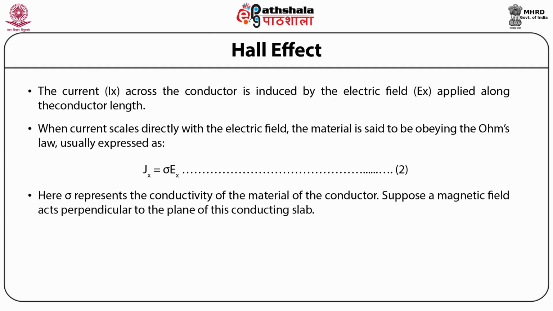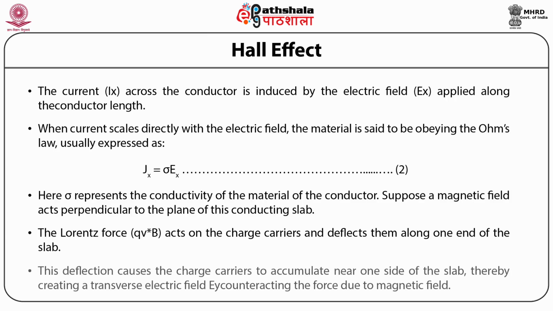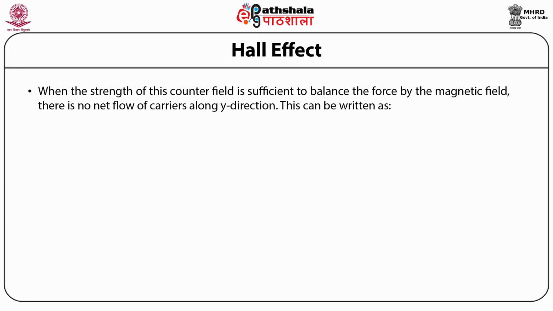Suppose a magnetic field acts perpendicular to the plane of this conducting slab. The Lorentz force, that is qvB, acts on the charge carriers and deflects them towards one end of the slab. This deflection causes charge carriers to accumulate near one side of the slab, thereby creating a transverse electric field Ey, counteracting the force due to the magnetic field. When the strength of this counter field is sufficient to balance the force by the magnetic field, there is no net flow of carriers along the y direction.